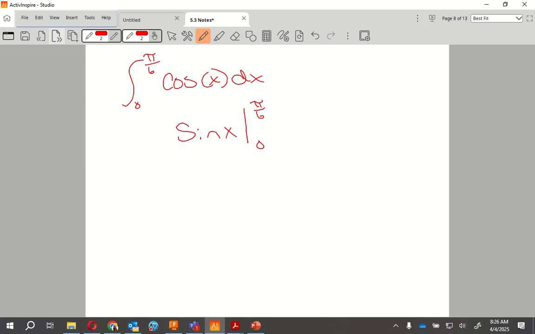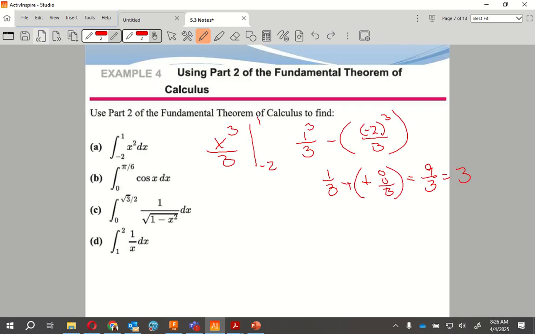So whichever's bigger. This one's sine is going to be smaller, so this is a positive 1/2 minus, what is sine at 0? Sine at 0 is 0. There we go. So my answer is 1/2. It's not so bad, right? I know it looks crazy at first, but then you're like, oh, hey, it goes by the same rules that we've been doing. Next one is 1 over square root of 1 minus x squared.